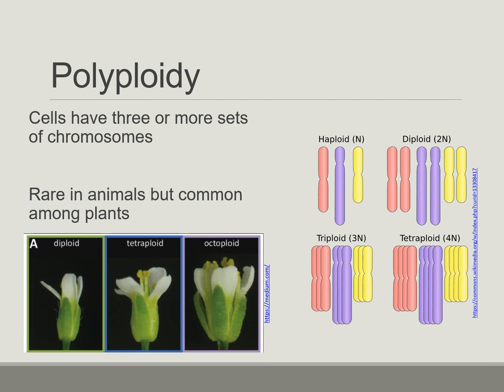An individual whose cells have 3 or more sets of chromosomes is polyploid. This is rare among animals, but is common among plants. The polyploid trait in plants helps produce bigger, better varieties. Notice the Arabidopsis plants. The diploid is the smallest, while the tetraploid and the octoploid are much bigger variations.